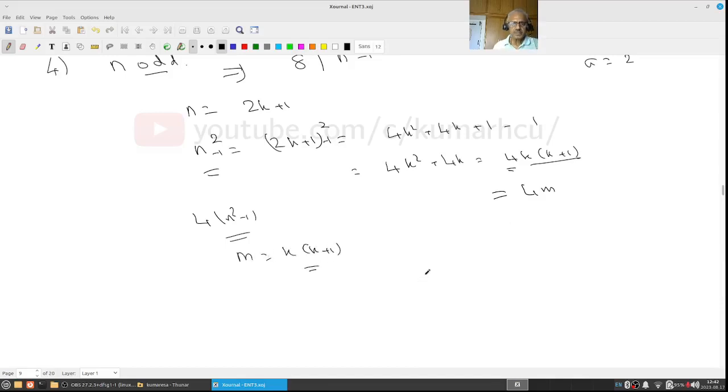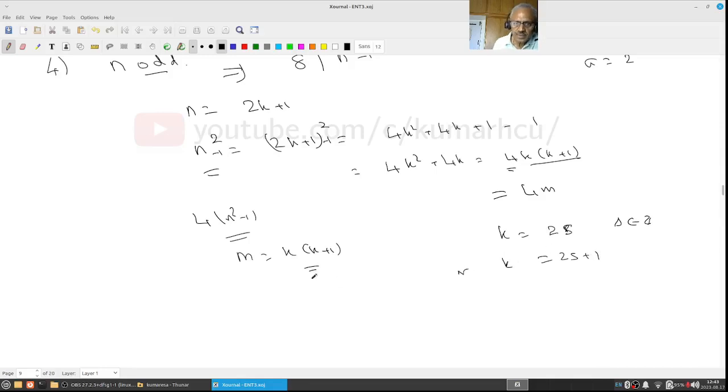Now k is also an integer. Therefore my k, either it is of the form, say, 2s, where s is an integer, you should not think of the remainder, or 2s plus 1.